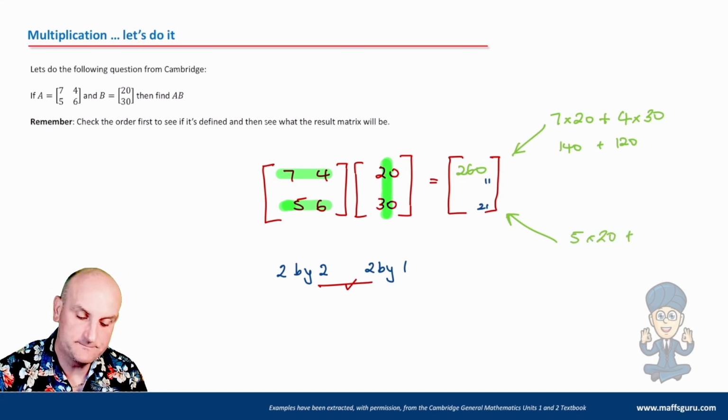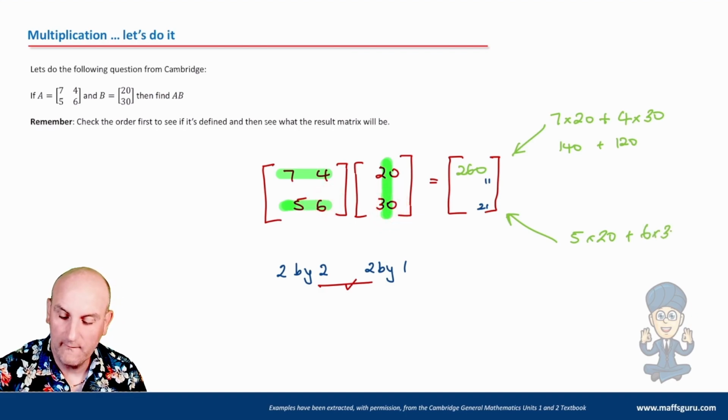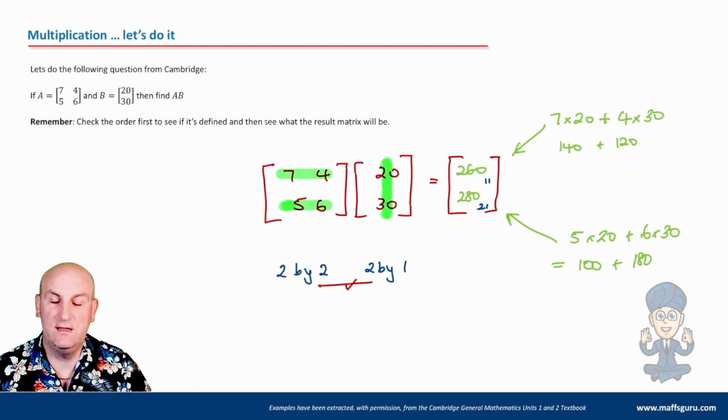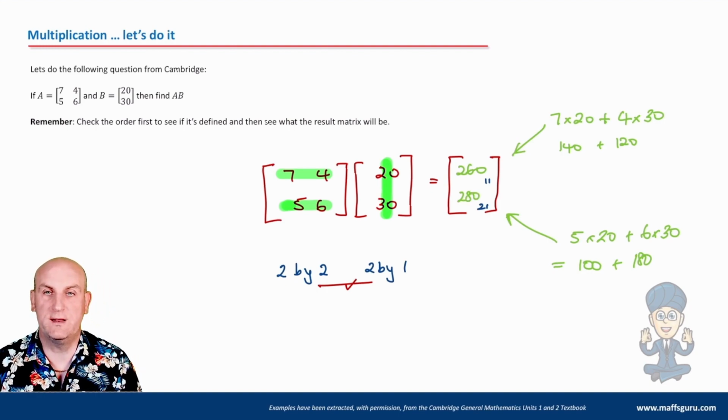We're going to add 6 times 30. Right, so 5 times 20 is 100, 6 times 30 is 180. Add those together gives me 280 and 80. And believe it or not, that is my matrix multiplication done.